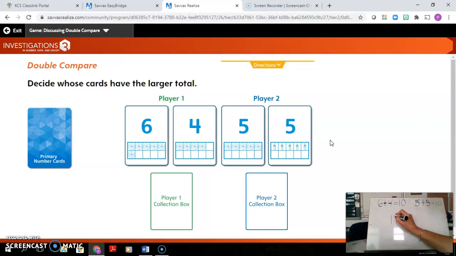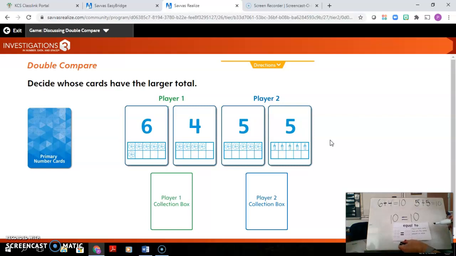All right, now we want to compare these two quantities to find out which player has more. Well, this is player 1's. Player 1 has 10 and player 2 has 10. Can we say that 10 is greater than 10? No, I don't think so. Well, can we say that 10 is less than 10? No, I don't think we can do that either. We will have to say that 10 is equal to 10. So if player 1 has 10 and player 2 has 10, they have the same amount or the same value.